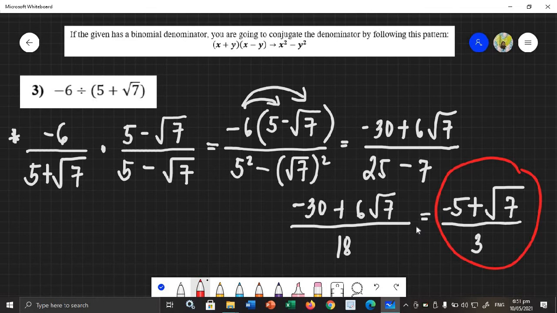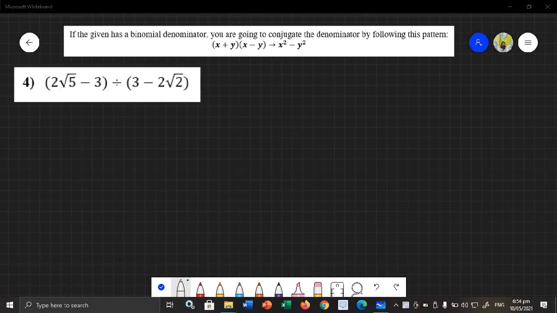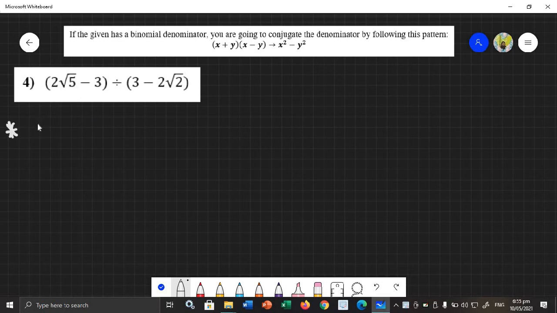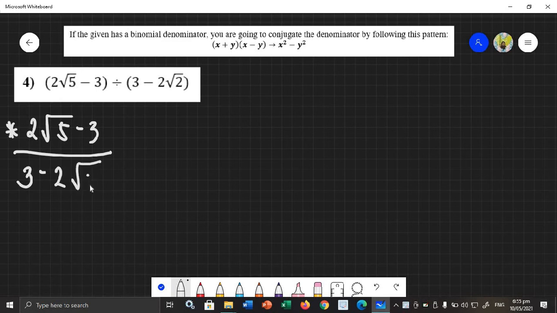Unlike example number 2 now, we need to rationalize the denominator kasi the denominator there is a radical. Next, we have another example wherein the denominator is a binomial. So I'm going to rewrite example number 4. We have 2 square root of 5 minus 3 all over 3 minus 2 square root of 2. So again, we need to conjugate the denominator by finding its conjugate. So we need to multiply that conjugate to the numerator as well as to the denominator. So the conjugate is 3 plus 2 square root of 2.